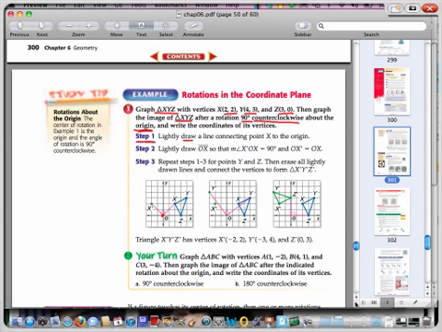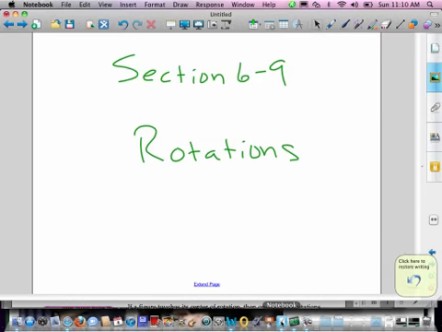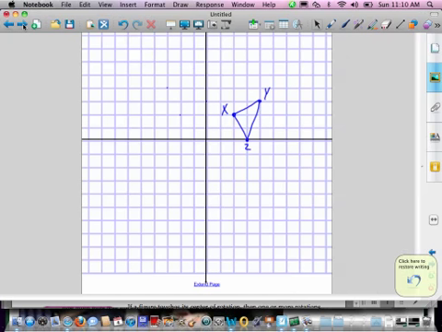Okay, first it says lightly draw a line connecting point X to the origin. So the first thing that I'm going to do is to draw a line. Let's go to a grid system here. So I'm going to draw a line lightly, and I'll just use a different color, to the origin, because that's my point. I'm spinning everything around, and I'm going to draw a line from there to X. Okay, so that's the first part of step 1.